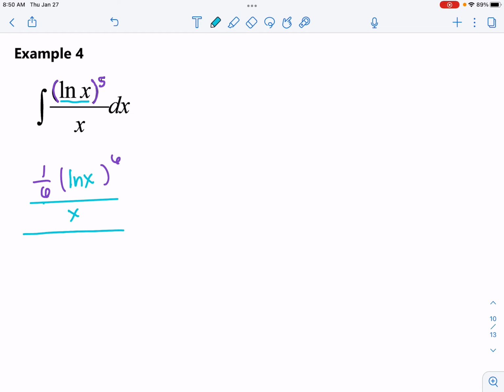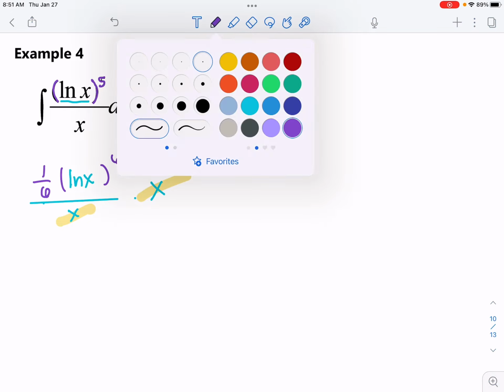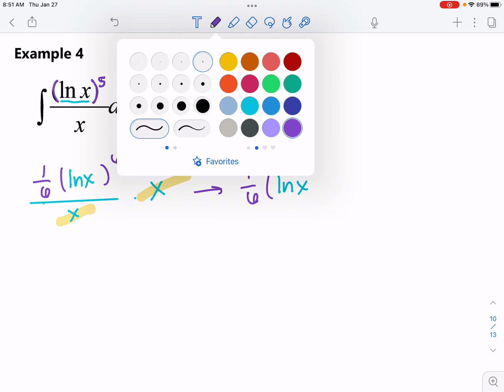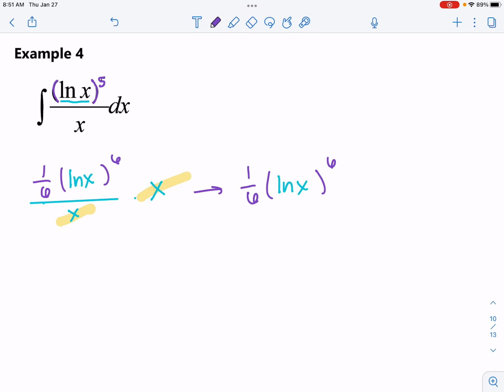Now I'm going to divide by the derivative of ln of x, which is 1/x. Well, dividing by 1/x is the same as multiplying by its reciprocal, right? So let's do that. Let's change that to times, and the reciprocal of 1/x is x/1, or just x. Notice those cancel now. And so final answer, 1/6 ln of x to the 6th power plus C.